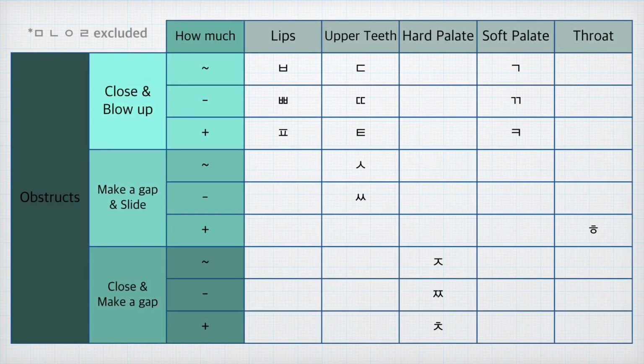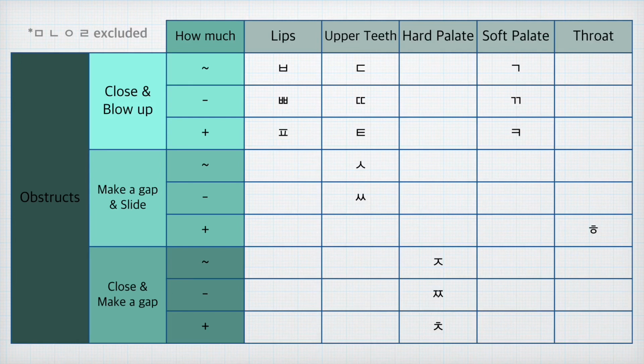So I made a chart out of what we've just learned. I left out m, n, ng, and l on purpose because the nasal sounds of m, n, ng are quite different from nasal sounds of other languages, and l is different from the sound r makes. I'll explain how to pronounce them in the next video.